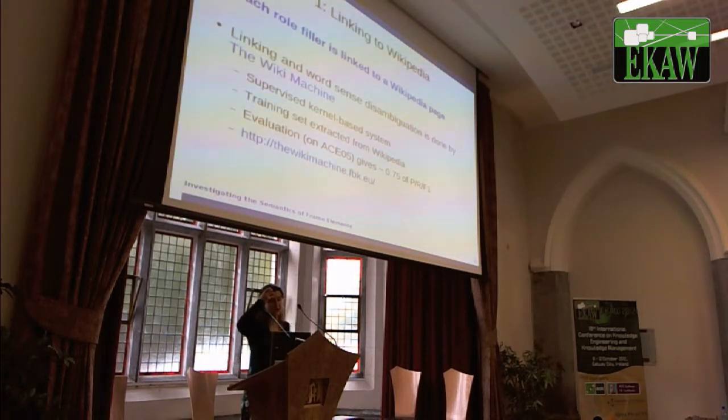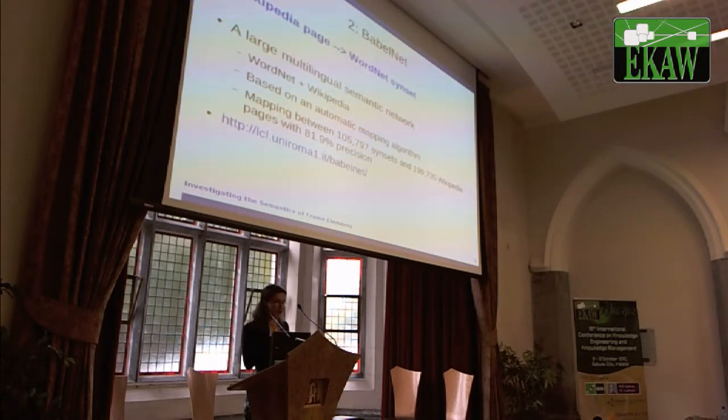The first step is linking to Wikipedia. Each role filler in the annotated example is linked to a Wikipedia page. And here we've done it using the tool developed by the Human Language Technology Unit at Fondazione Bruno Kessler, by one of the co-authors of the paper. The tool is called the Wiki Machine, and it's a supervised kernel-based system trained on a corpus extracted from Wikipedia. It's doing linking and word sense disambiguation with quite a high accuracy compared to the analogous state-of-the-art tools. And it's available online.